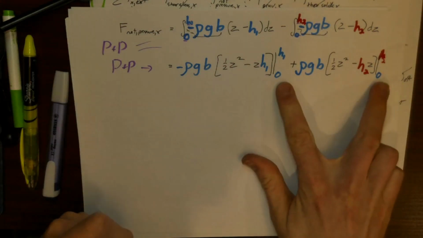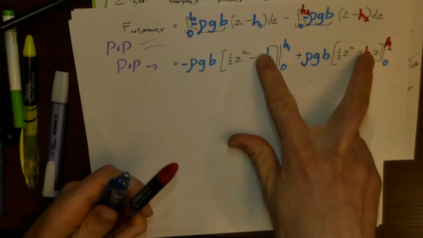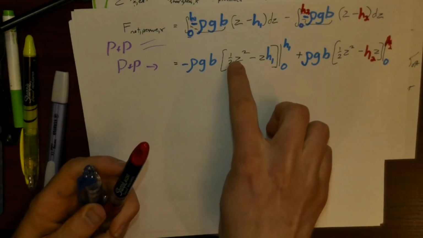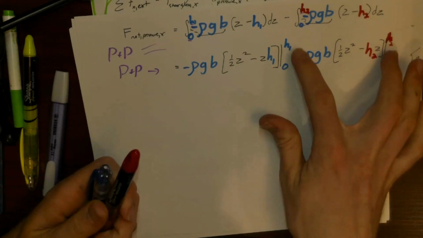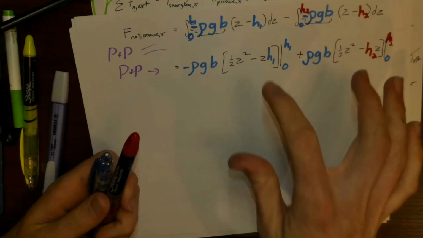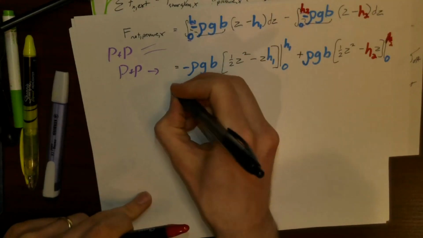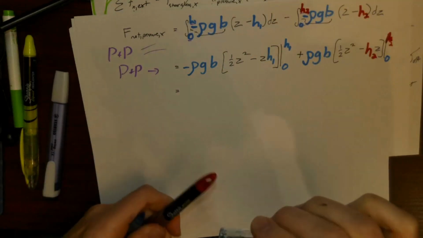When we evaluate these at the limits of integration, the zero is just plugging in, we get 0 for everything for the lower limits of integration, so we can essentially just plug in the upper limits of integration here. And what does that give us?